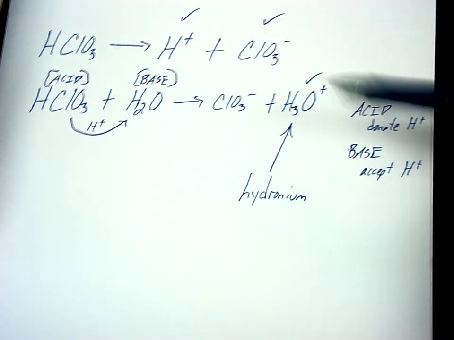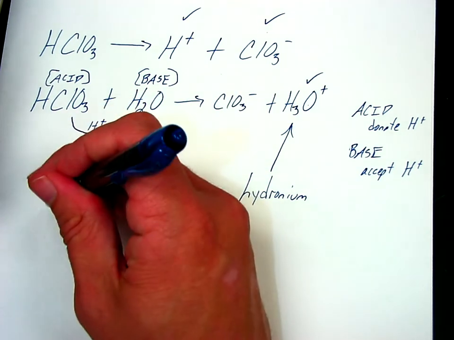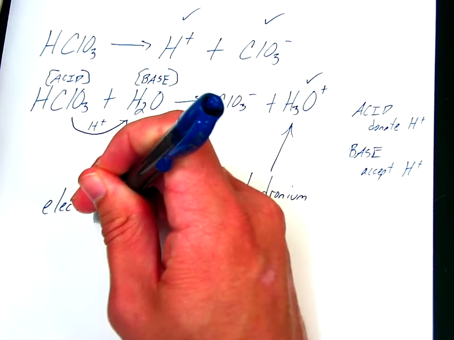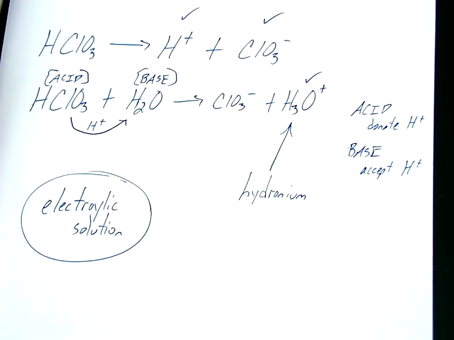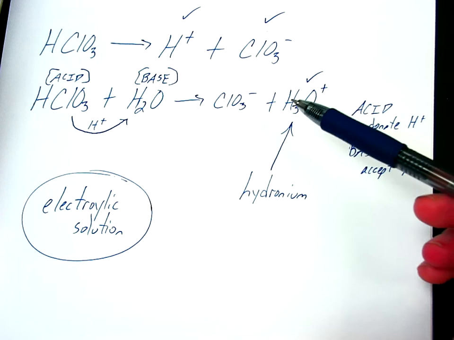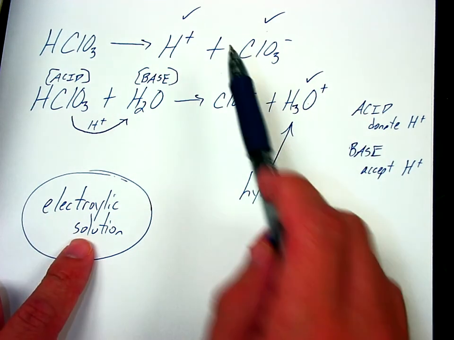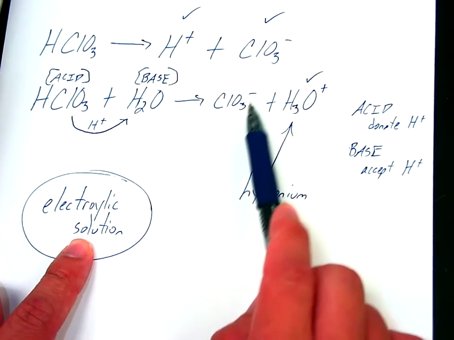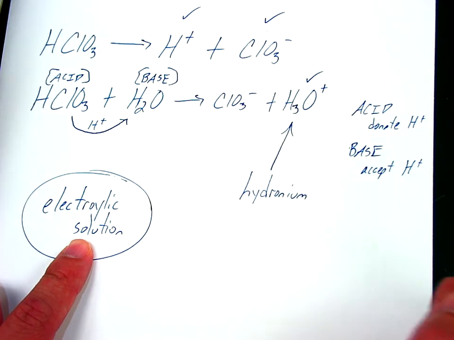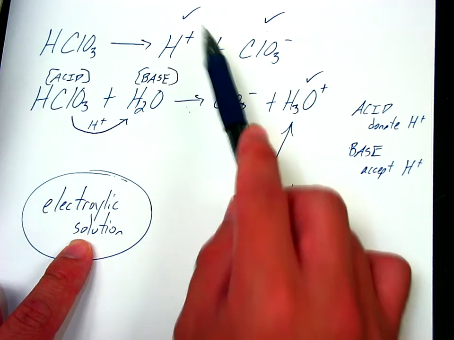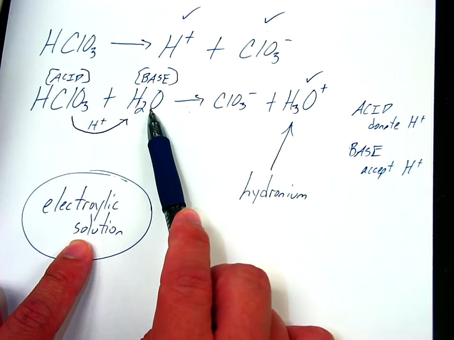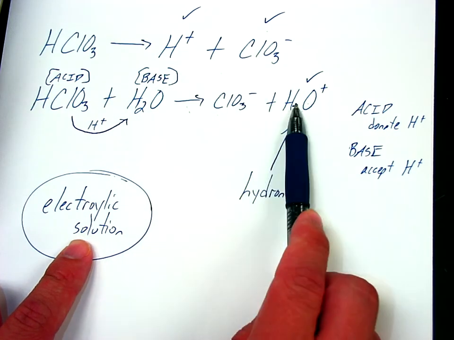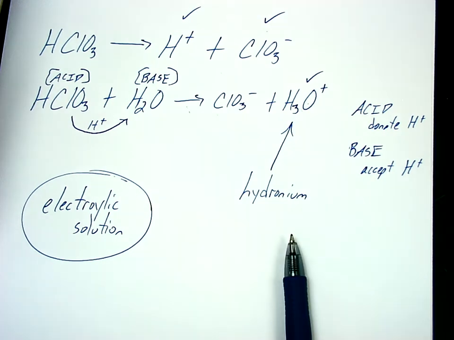So 1, 2, 3. Now, there's actually a fourth option, though, and it says electrolytic solution, which is absolutely correct also, because the whole thing for electrolytic solutions is that dissociation happening completely to where there's free-floating ions. And no matter which of these reactions we look at, the spontaneous dissociation or the dissociation specifically in water, all of them produce electrolytic solutions. Did that make sense?